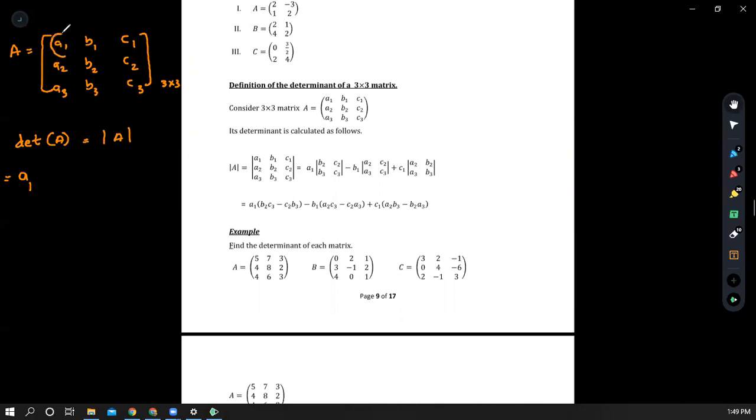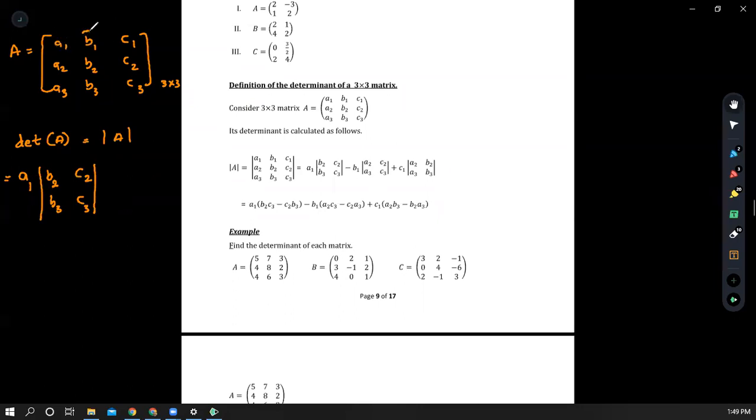Then we need to cut down the row and column associated with that value. We have selected a1, so we cut down its row and column. Therefore we can see that the remaining elements are b2, c2, b3 and c3. These remaining elements should be written inside the determinant notation. Therefore I will write it here: the remaining elements are b2, c2, b3 and c3. Now we have finished with the first row, first column element.